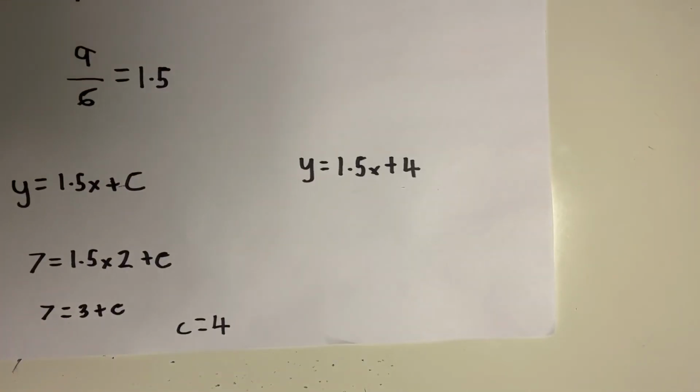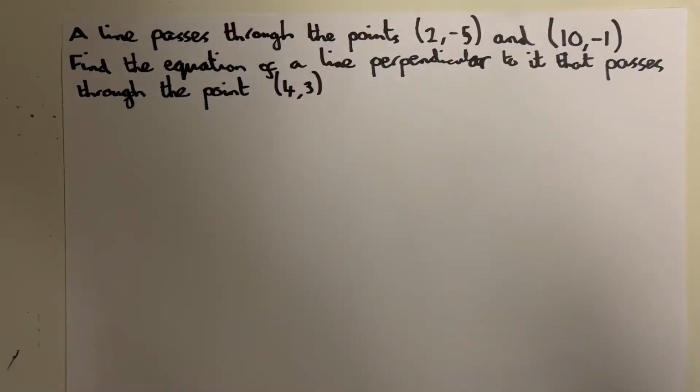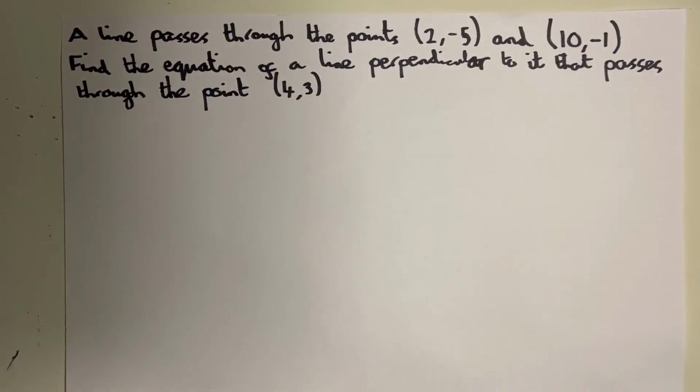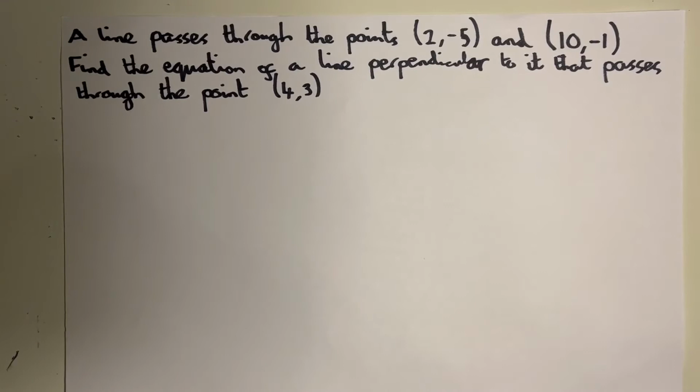Now I'll give you one example which you can do at home, and I'll show you the answer after, and then we're done. Okay, so we've got a final example question here. A line passes through the points 2, minus 5 and 10, minus 1. Find the equation of a line perpendicular to it that passes through the point 4, 3. So I'll let you do this now. Pause it if you want to do it at home, or if not, just leave the video as it is. And yeah, I'll go through it in a couple seconds.